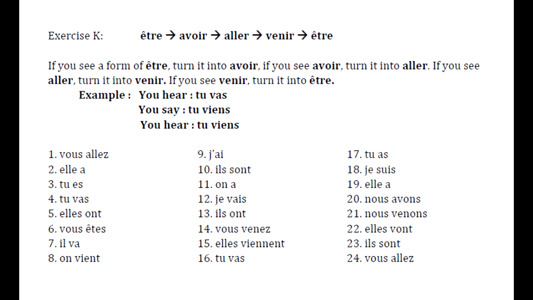9, j'ai, je vais. 10, ils sont, ils ont. 11, on a, on va. 12, je vais, je viens. 13, ils ont, ils vont. 14, vous venez, vous êtes. 15, elles viennent, elles sont. 16, tu vas, tu viens. 17, tu as, tu vas. 18, je suis, j'ai. 19, elle a, elle va. 20, nous avons, nous allons.